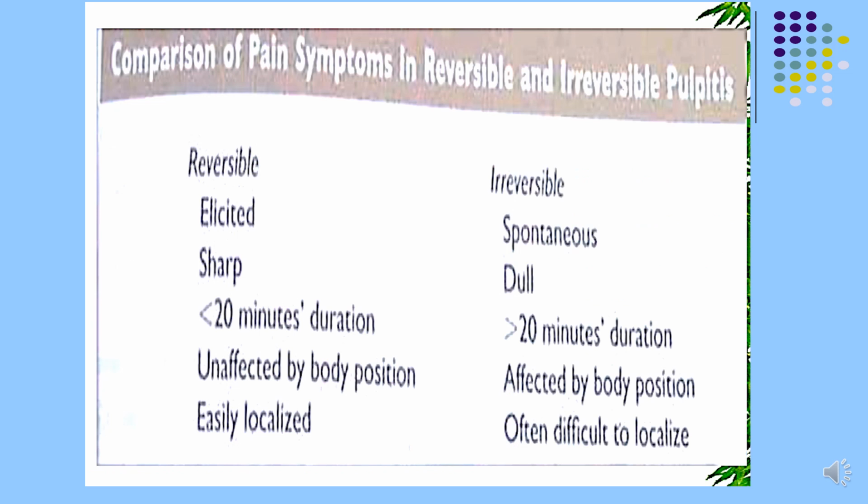Okay, just to compare the pain symptoms in reversible and irreversible pulpitis for you to understand. If the patient has reversible pulpitis, the pain is usually elicited. That means only when there is a stimulus is there a certain amount of pain, and that pain is very sharp, lasting less than 20 minutes. The pain is unaffected by body position and is easily localized. That means the patient is able to tell you exactly where the pain is perceived. Whereas in irreversible pulpitis, the pain is usually spontaneous.